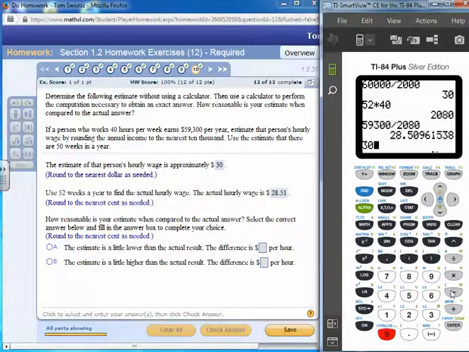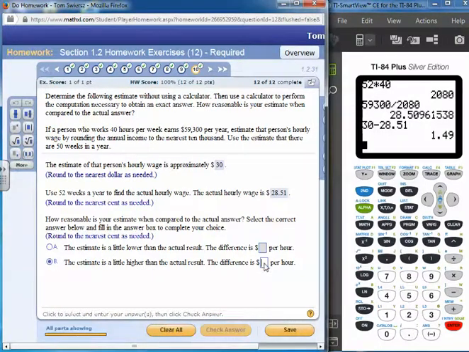30 minus 28.51 gives us a difference of $1.49. So the estimate is a little bit higher, and the difference per hour is $1.49.